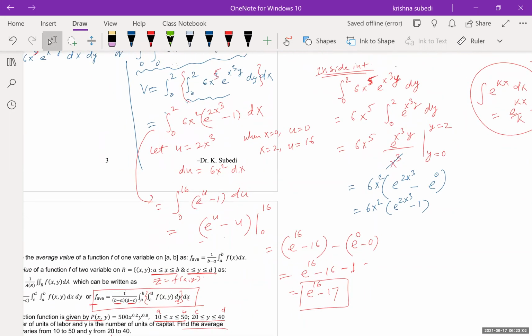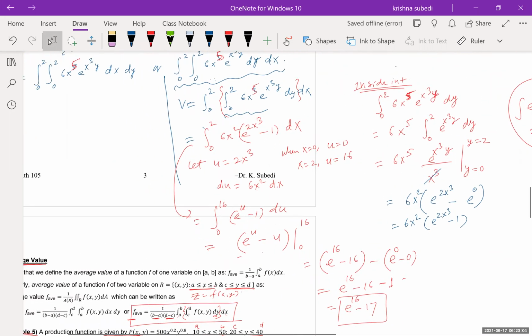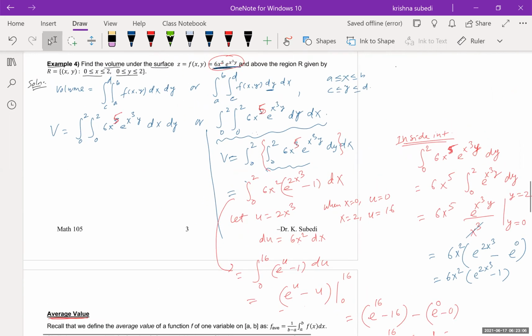Now, I want you to try this using this other order of integration. And we want to check which one will make life easy, whether this method is easy or this method is easy, I don't know yet. So I want you to try this part on your own, just for fun, okay? And let me know which method is easier to deal with.